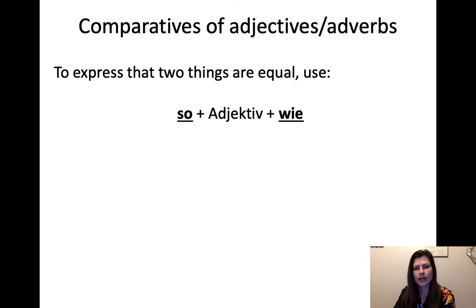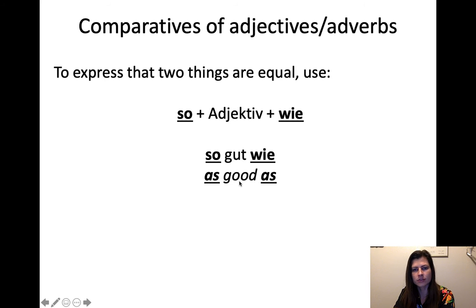But then we have this situation where we're trying to say as good as, and we're not using als at all. We're using so and wie. So that can be a little tricky because as looks like als. But in English, as good as is so gut wie. So notice that we're just using the regular adjective here. We're not using the comparative form, right? It's not so besser wie, it's so gut wie, just the regular form of the adjective. Just like in English, as good as, we're not saying as better as. It's just as good as, normal adjective, so gut wie.